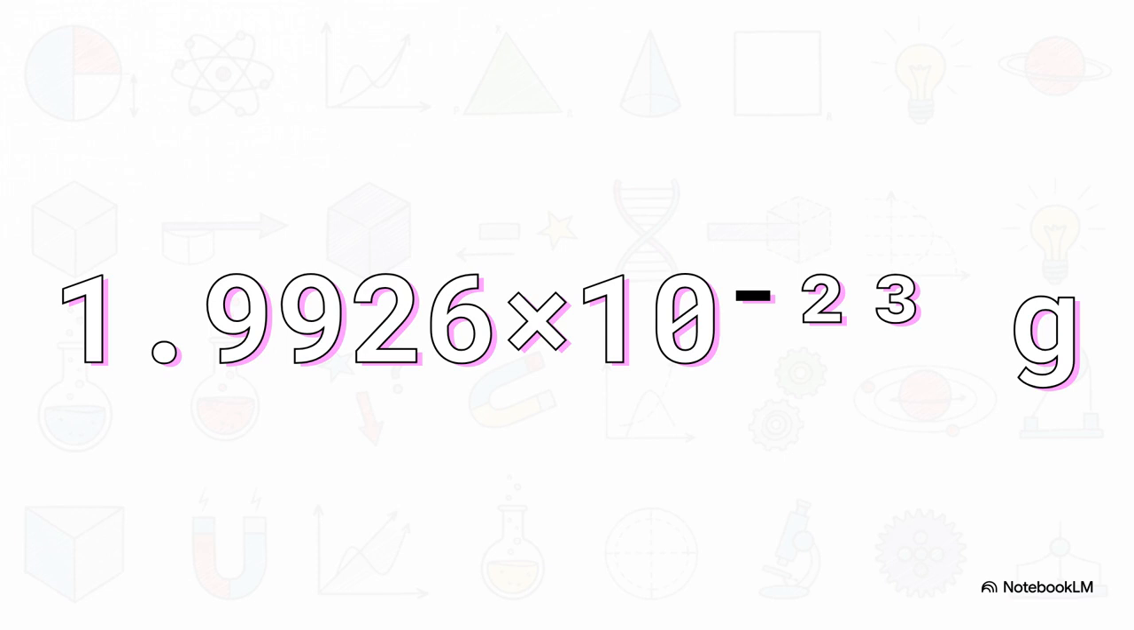Because of that, scientists implemented a relative scale. The relative atomic mass scale compares any atom's mass to exactly 1/12 the mass of this carbon-12 atom. It sets our baseline perfectly at 12.0000 AMU.